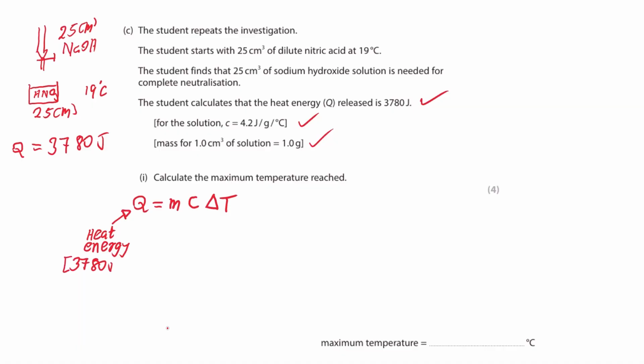3780 joules. Okay. Then do we have the mass of the solution? Yes, the mass of the solution I can find here. Can you see this density?